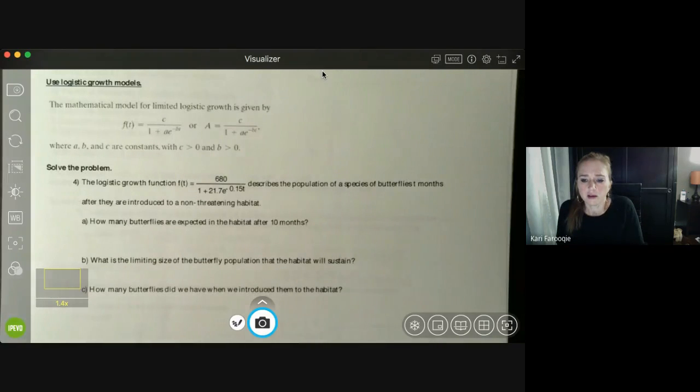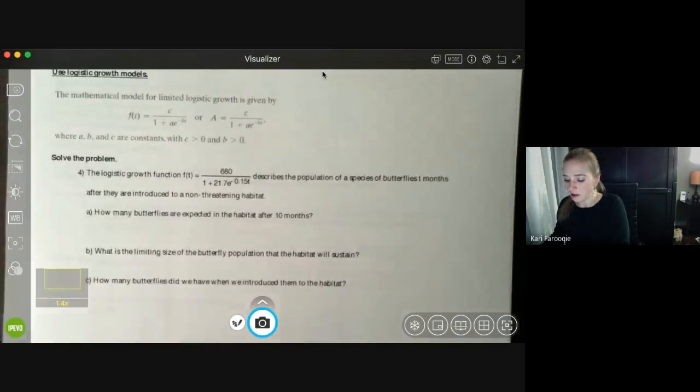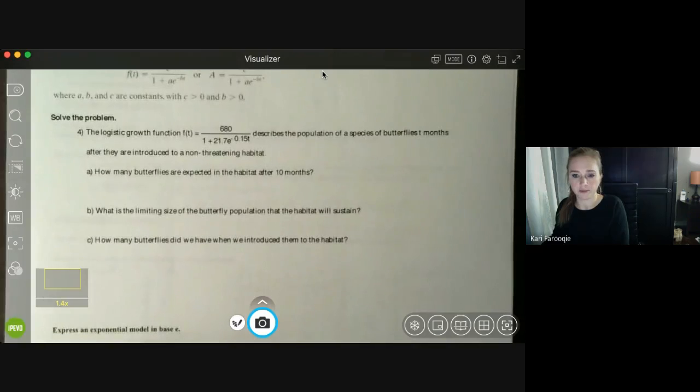There's not much you're going to have to do with these other than answer some questions using a given model, but you're not going to have to set up the models yourselves. For instance, the logistic growth function f of t is 680 divided by 1 plus 21.7 e to the negative 0.15 t, describes the population of a species of butterflies t months after they're introduced to a non-threatening habitat. How many butterflies are expected in the habitat after 10 months?